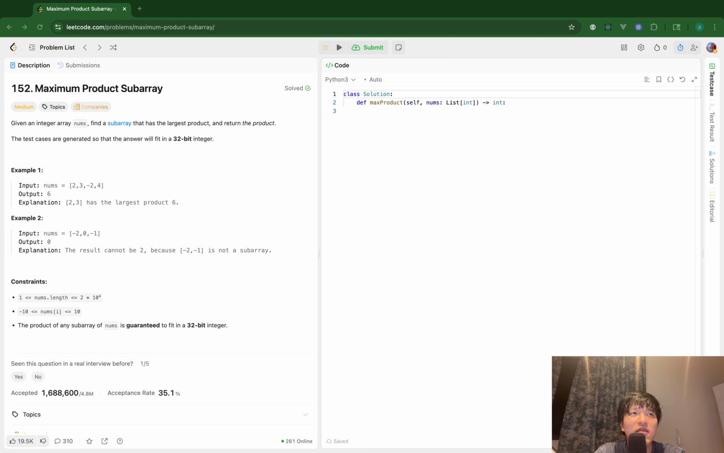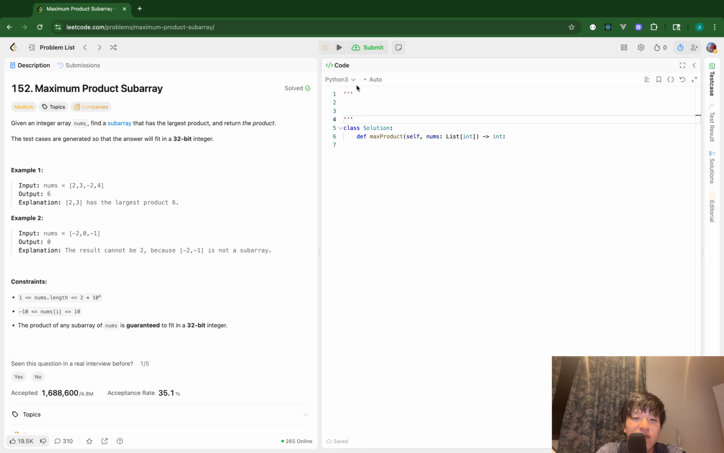The test case is generated so that the answer will fit in a 32-bit integer. So I will be given the integer array nums, and I will find the subarray that has the largest product, and I return that largest product. Firstly, I try to clarify something in the question statement.